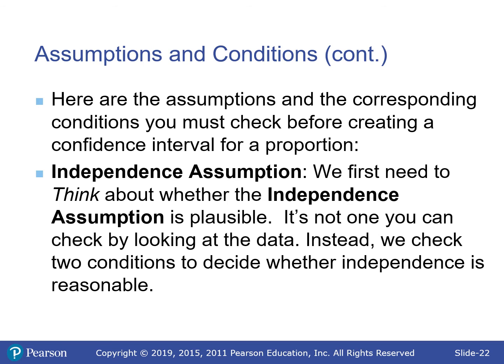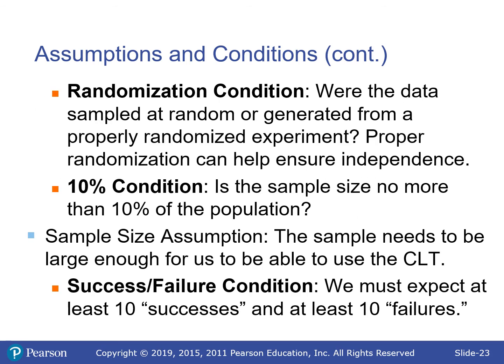So the assumptions and conditions, we have the independence assumption, which we can't see from the data. We have to see that from how the data was collected. And so for that, we have conditions that we can check to see if it's independent. One, was it random? Was the sample randomly generated? A random number generator, an SRS that randomly chose people as opposed to a convenience sample or something like that. So a properly randomized experiment. We learned about that a number of chapters ago.